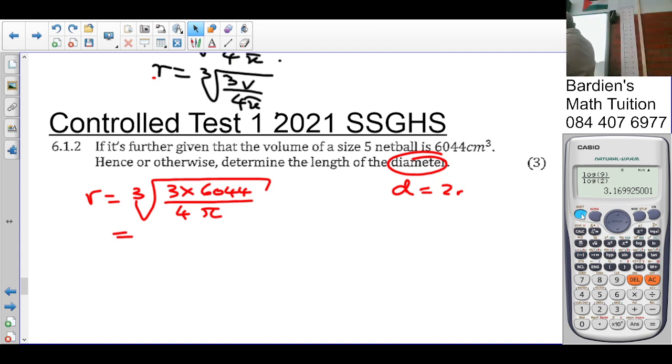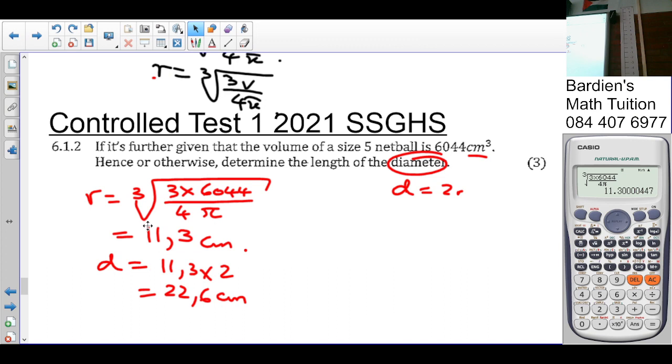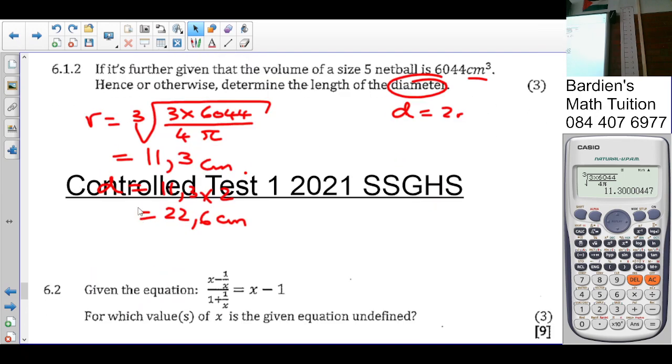So it's going to be the cube root of the fraction 3 times 6044 over 4 pi. It's 11,3. That is 11,3. Since it's centimeters cubed, it's going to be centimeters. So what's the diameter? It's going to be 11,3 times 2. It's going to give you 22.6 centimeters as your diameter. Okay? Let's carry on.